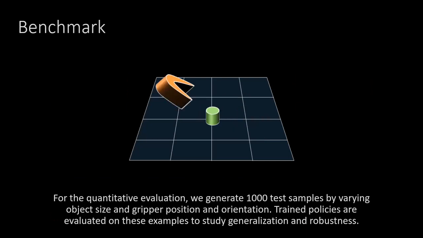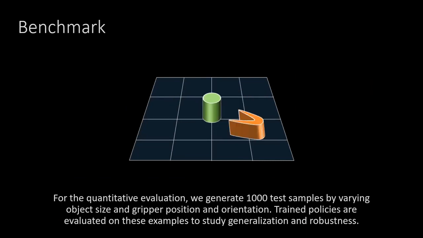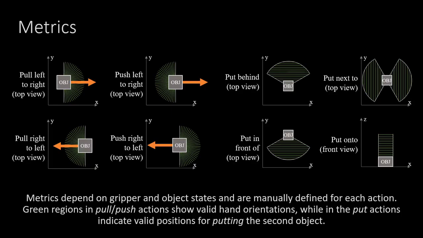To perform quantitative evaluation, we propose a benchmark in the simulator. We generate 1,000 test samples by varying the object size and gripper position and orientation. Trained policies are evaluated on these examples to study generalization and robustness. We handcraft metrics for each action based on the object and hand trajectories as executed by the policy. Our metric is a binary measure of whether the action is performed successfully. Green regions in the pull or push actions show valid hand orientations, while in the put actions indicate valid positions for putting the second object.